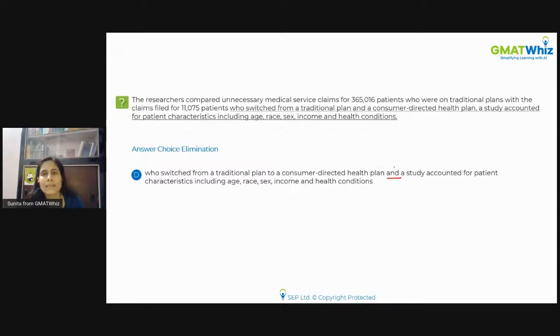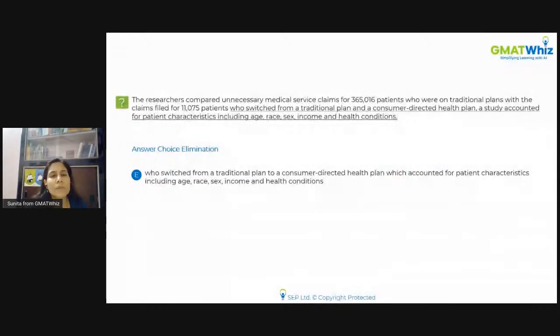Now, as I said earlier, a flexible modifier is not joined by and. It makes no sense. Then we are saying researchers compared something and a study. So the researchers compared this and a study. Did they compare a study and a study accounted for? So this doesn't make sense. You have a subject-verb pair here, and it is connected to the main sentence with the help of a connector. No sense at all.